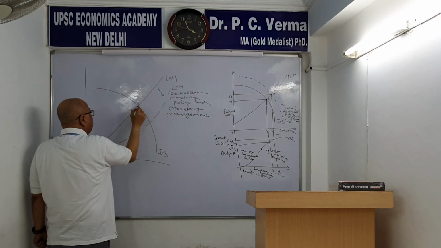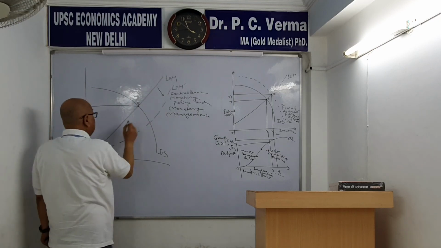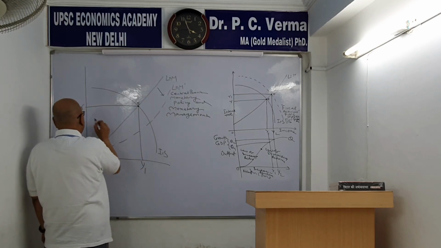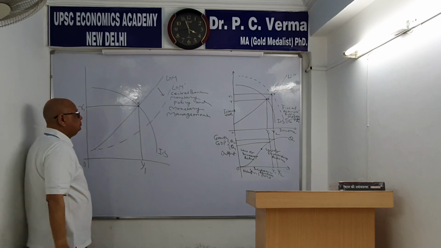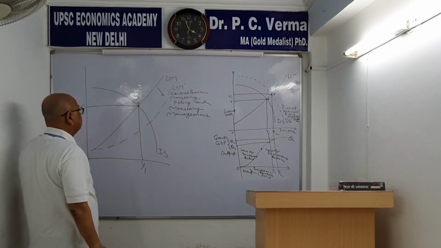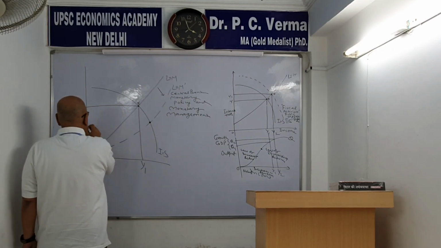Look here, E point is the original point where the interest rate is R1 and national income is Y1. Now, IS is as it is. What will happen?